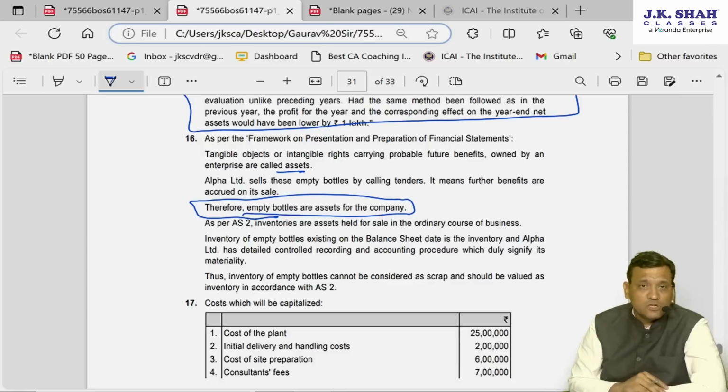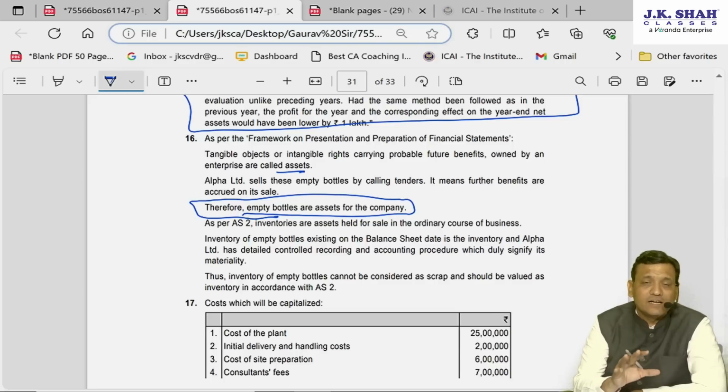Once the customer leaves the shop, he cannot say after 2 days, my bottle is left out, give me my bottle. No, it's over. And this resource is an asset for us. And these assets are held for sale in the ordinary course. Yes, sir, it is happening every time. The customer drinks milk, goes away, then I call for tender. So I'm doing it on an everyday basis, operating activities only.